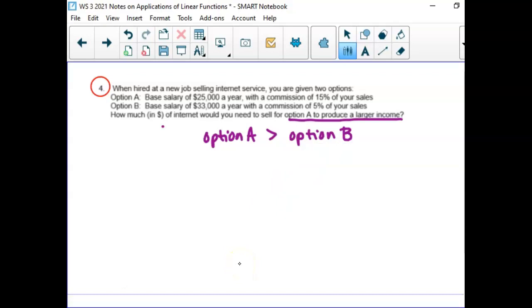So it says we want to make option A earn a larger income than option B. Can anybody write an expression for option A? I love it. I probably would have written 25,000 plus 0.15x, but doesn't matter. It's the same thing, right? You're starting with $25,000 and they're adding on 15% of your sales.